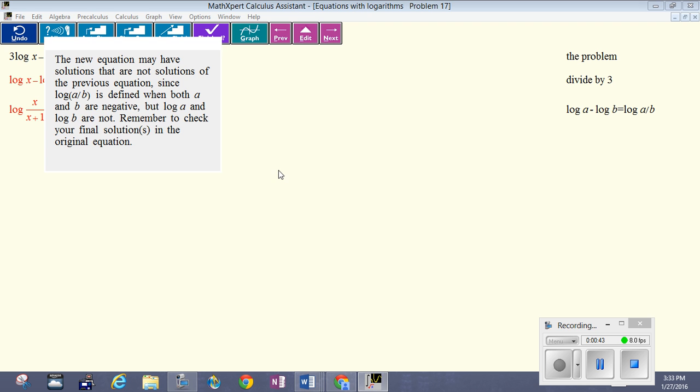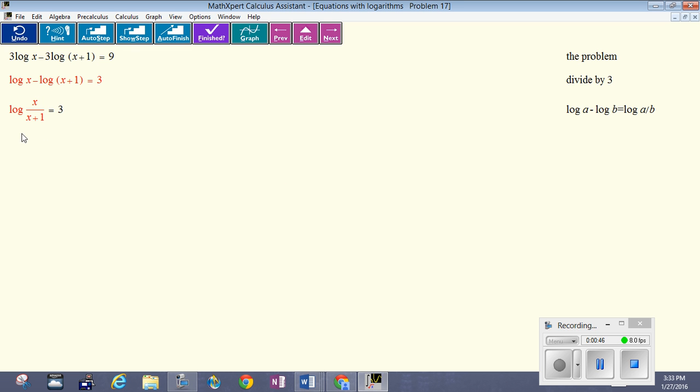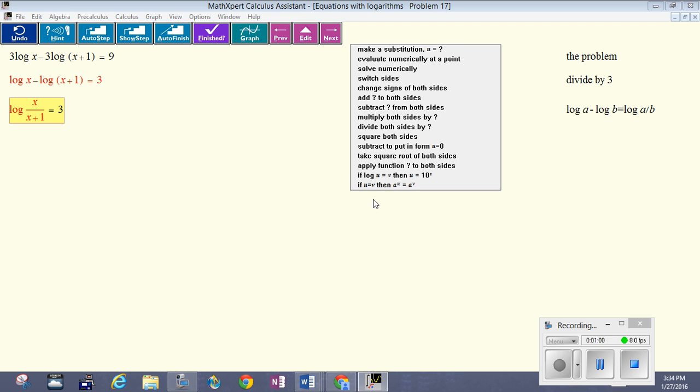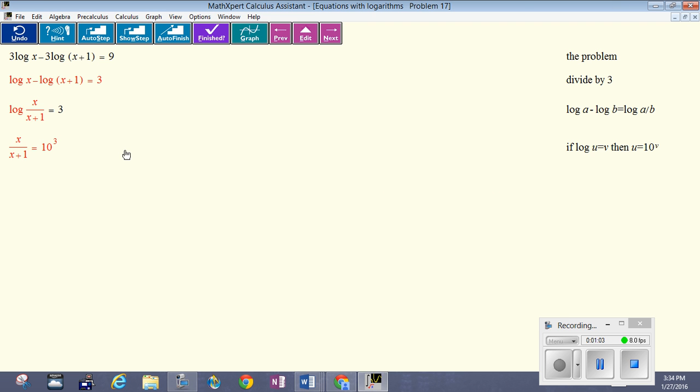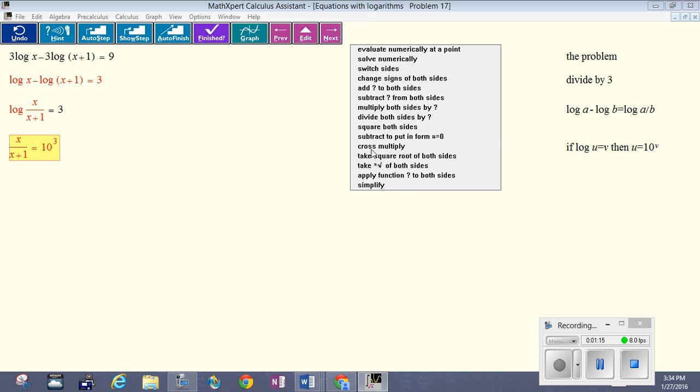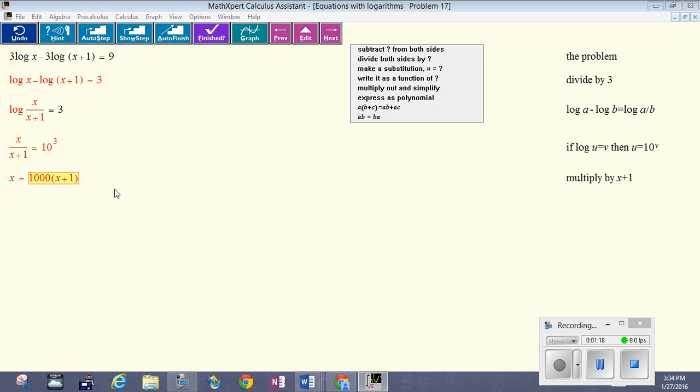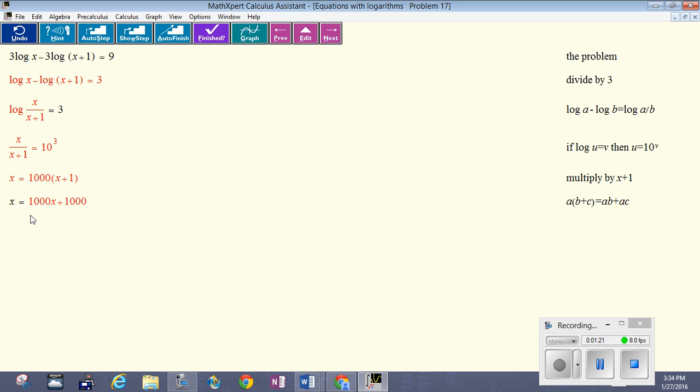It does throw up a red flag telling us that we need to be cautious about our answers, okay? We'll take this out of the log form into the exponent form because this is log base 10. That means 10 cubed, which is 1,000, is going to give us that, and then we're going to just solve that for x from there, okay? So that's just going to be cross multiplying and solving for x, okay? Cross multiply, distribute, and so we should be able to easily solve that for x, okay?